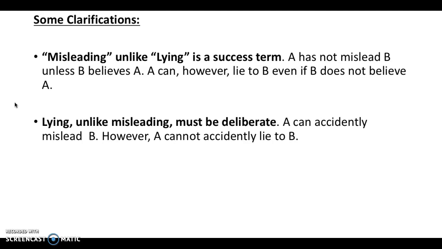Lying, unlike misleading, must be deliberate, right? So lying is a deliberate act. You have to consciously attempt to lie to somebody, whereas misleading, you can do it accidentally just by providing, well, it need not even be false information. You can mislead somebody, and this is what Saul is going to demonstrate. You can mislead somebody by saying something truthful, right?